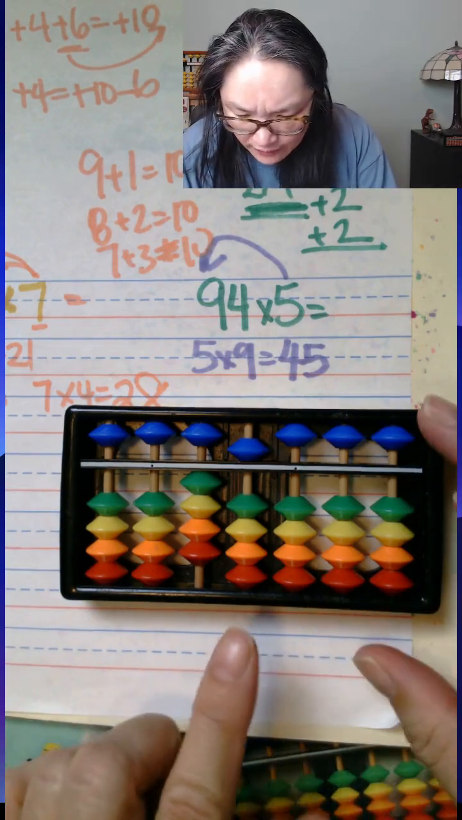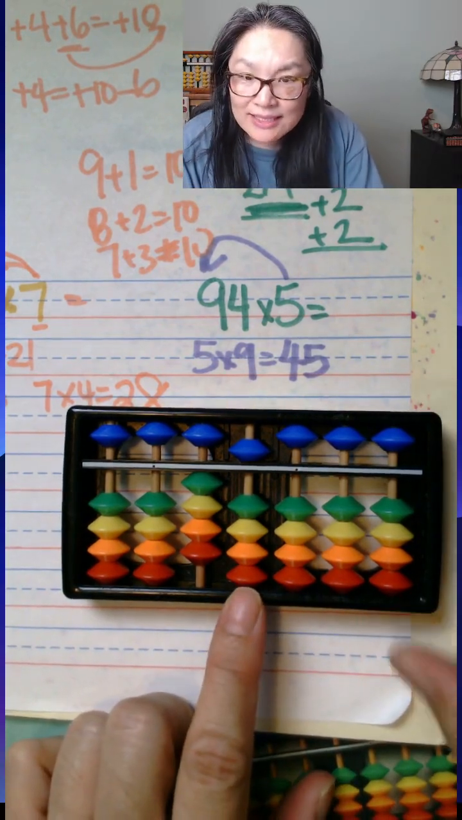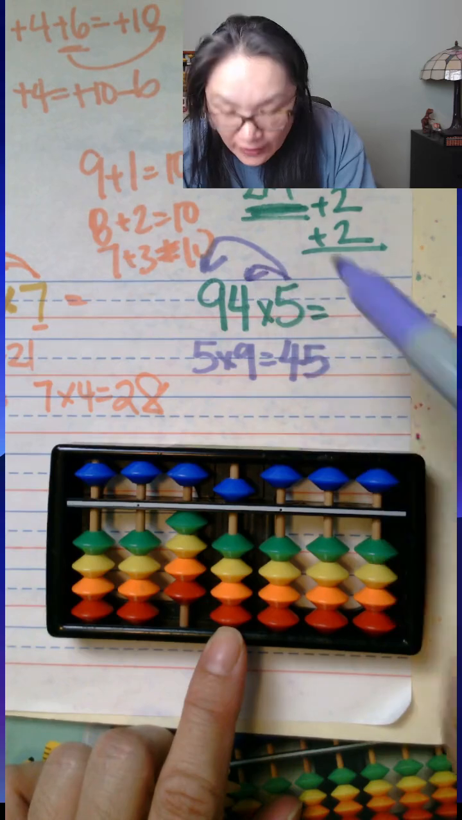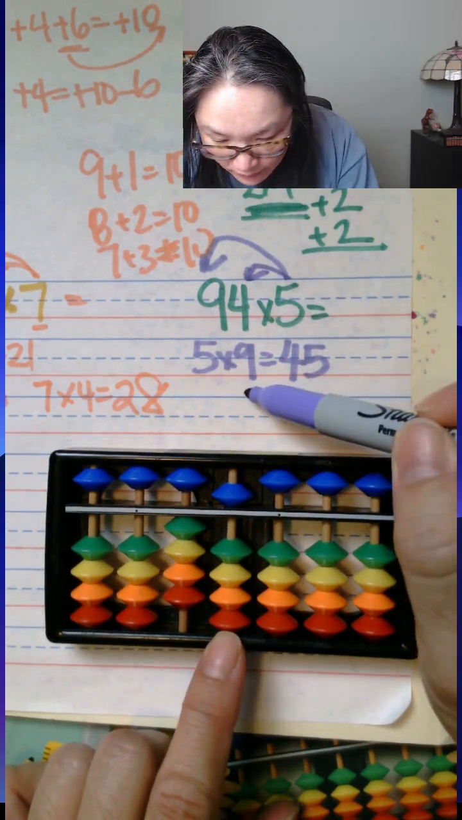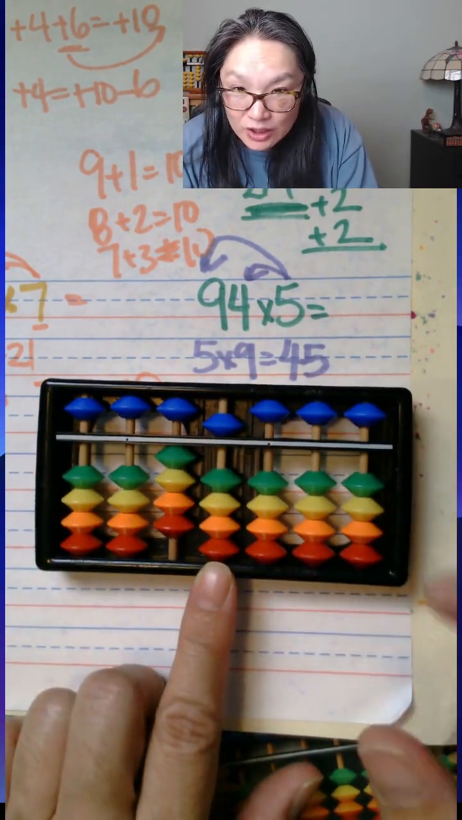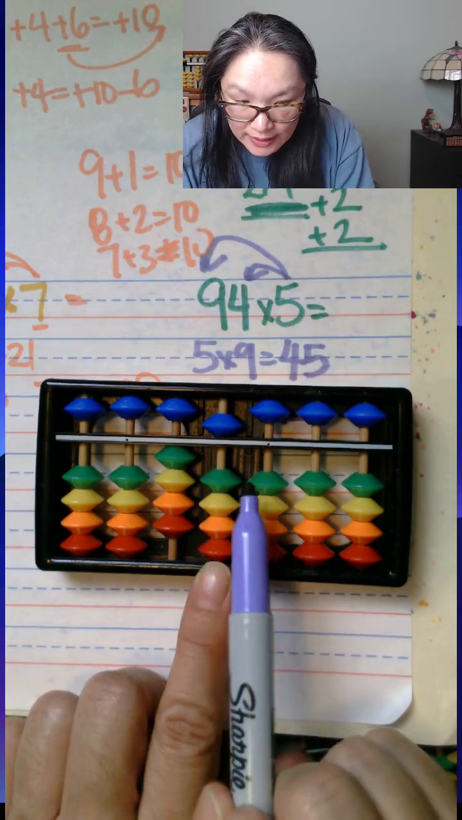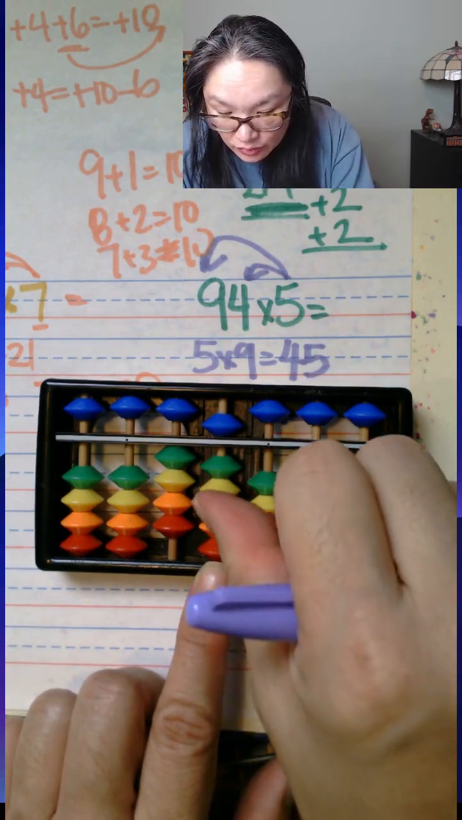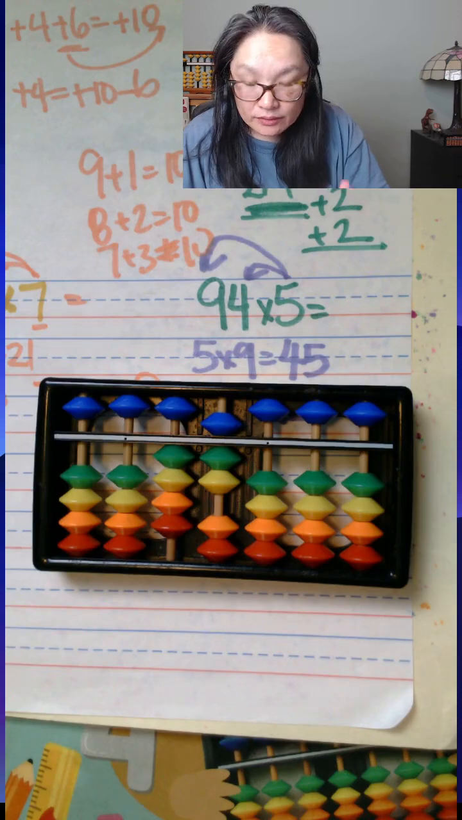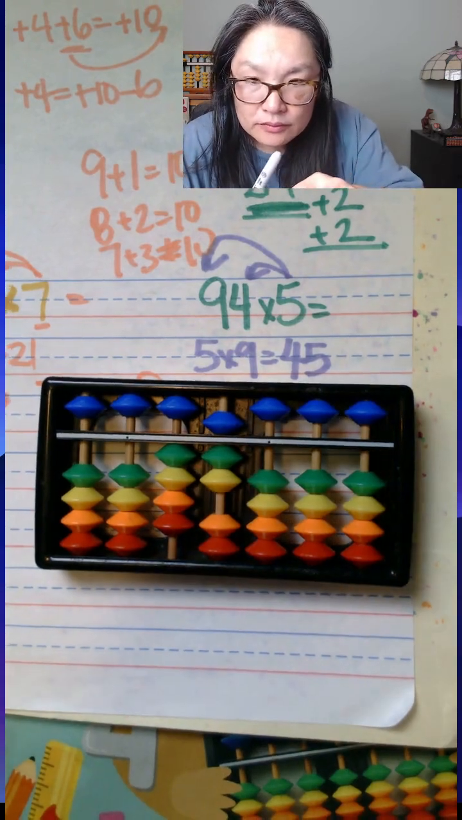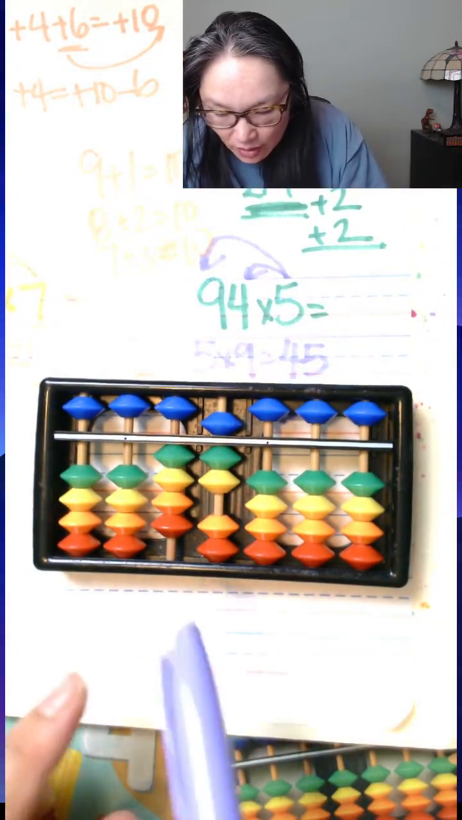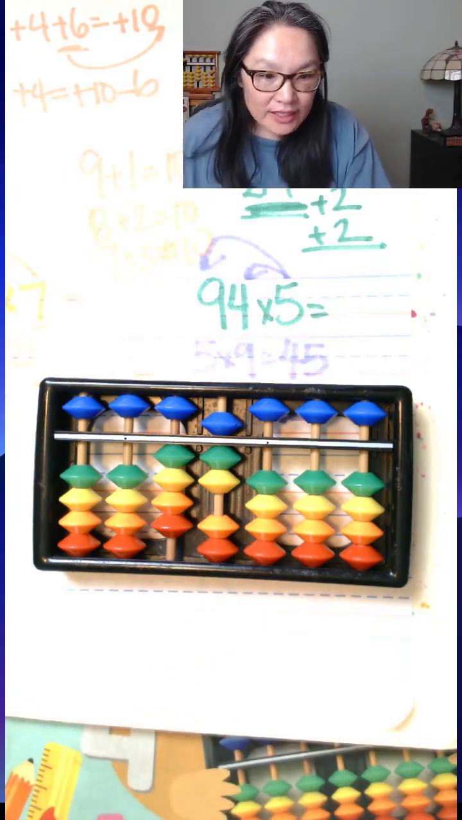Okay, so 45. I'm going to keep my finger here because that's where I last ended. So what's my next one? My next one is 5 times 4. 5 times 4 is 20. So all I have to do is add 20: I add a 2 and I add a 0. So what is my answer? Exactly. 470. Thank you, Leslie.